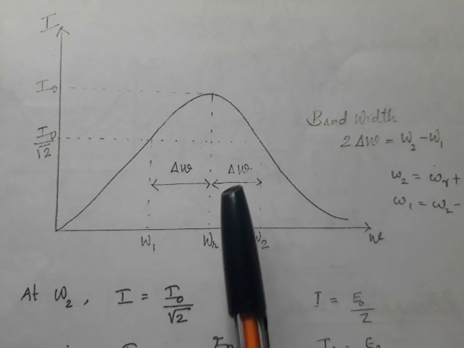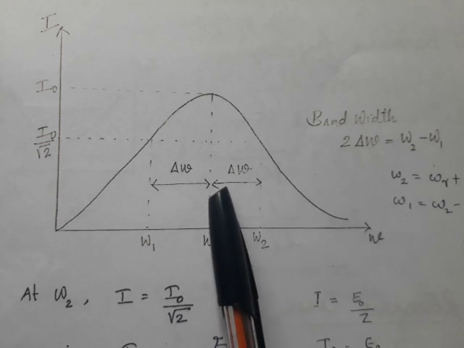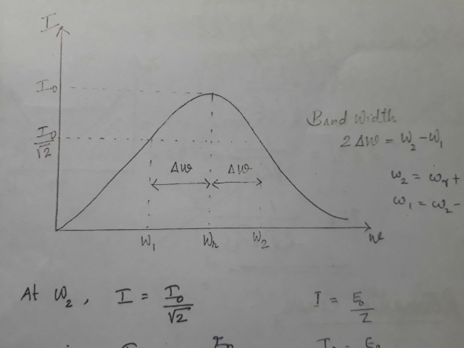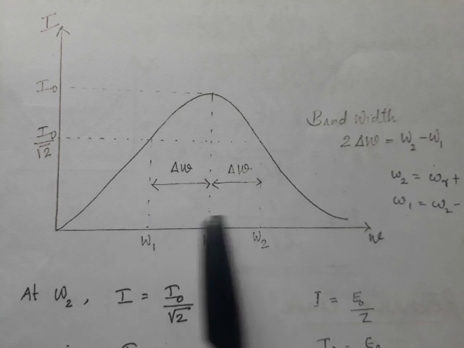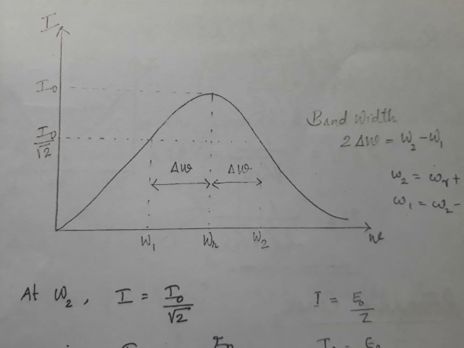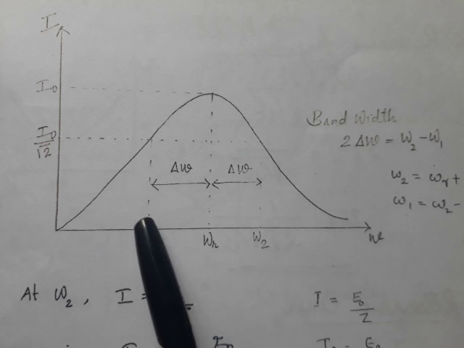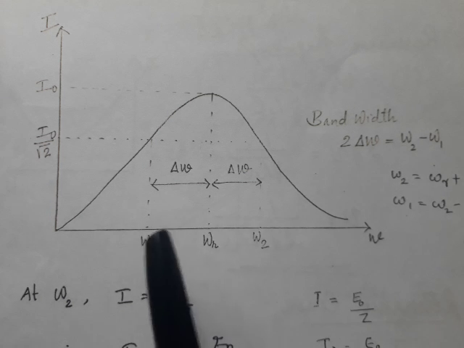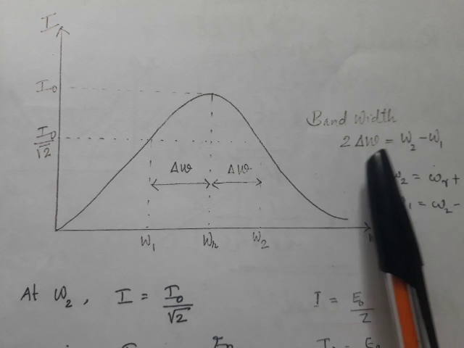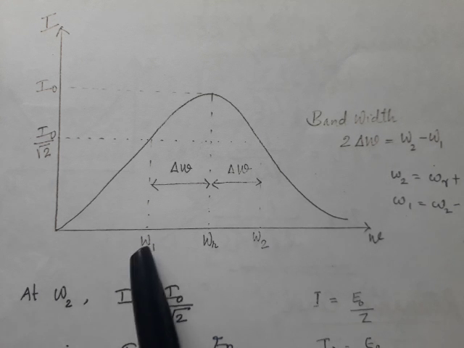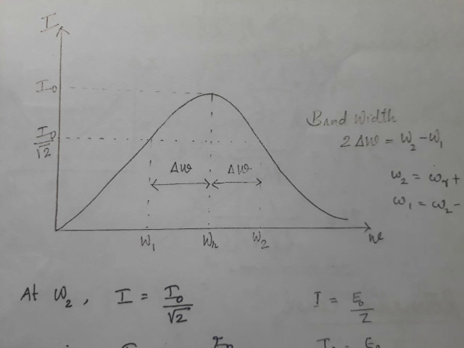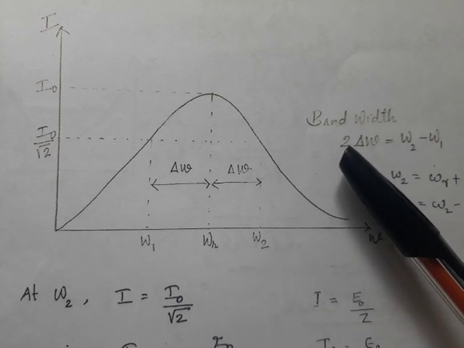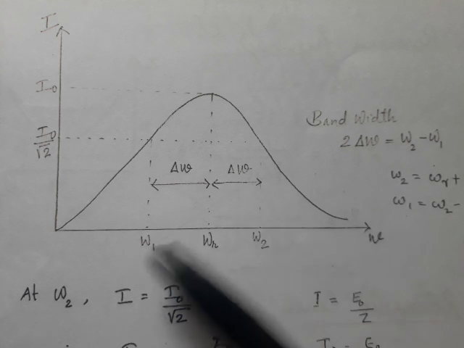So this omega 1 and omega 2 are equally separated from this resonant frequency by a small amount, delta omega. A small frequency difference will be there, delta omega. So in this total frequency range from omega 1 to omega 2, we get a current flow which is at least equal to the RMS value of current. This range of frequency is known as bandwidth. So this bandwidth is delta omega plus delta omega, that is 2 delta omega. So this is the upper frequency and this is the lower frequency for which we get the RMS current. So this bandwidth 2 delta omega is equal to omega 2 minus omega 1.